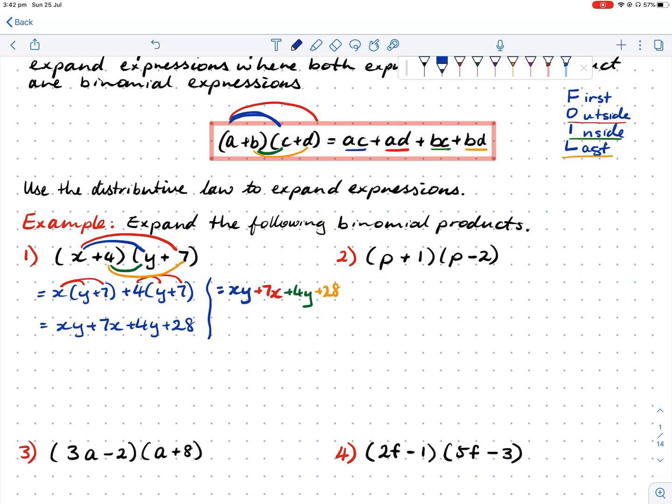Let's have a go at the next one. So again, what we're going to do with this question is take this bracket and multiply by everything in the first bracket. So that's going to be p minus 2 plus 1 lot of p minus 2. So when we expand these brackets separately, that with that and that with that, p squared minus 2p plus p minus 2.